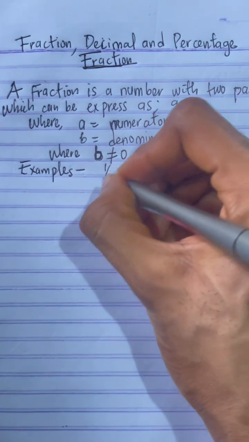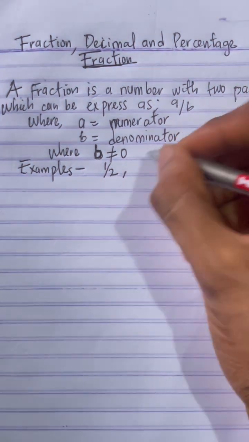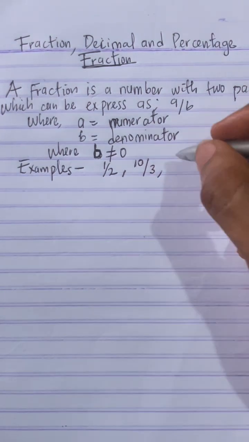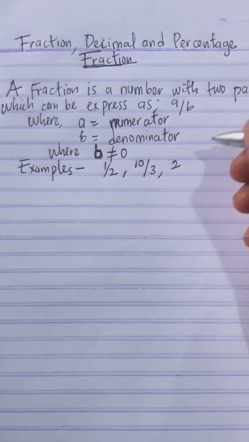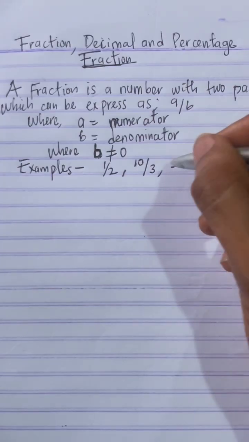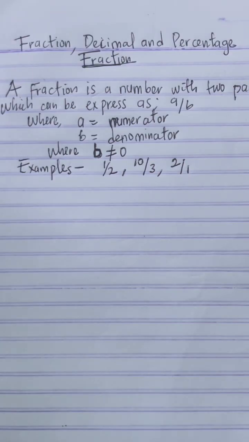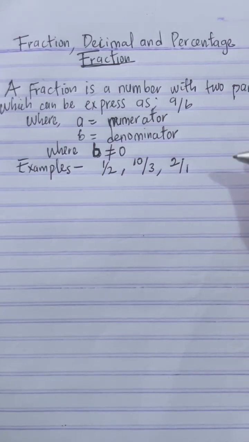we have 1 over 2 is a fraction. We have 10 over 3 is also a fraction. We also have 2. 2 is a fraction. Why? It can be expressed as 2 over 1. So all natural numbers are fractions. They can be expressed as a fraction with a denominator of 1. Whole numbers can be expressed as fractions.